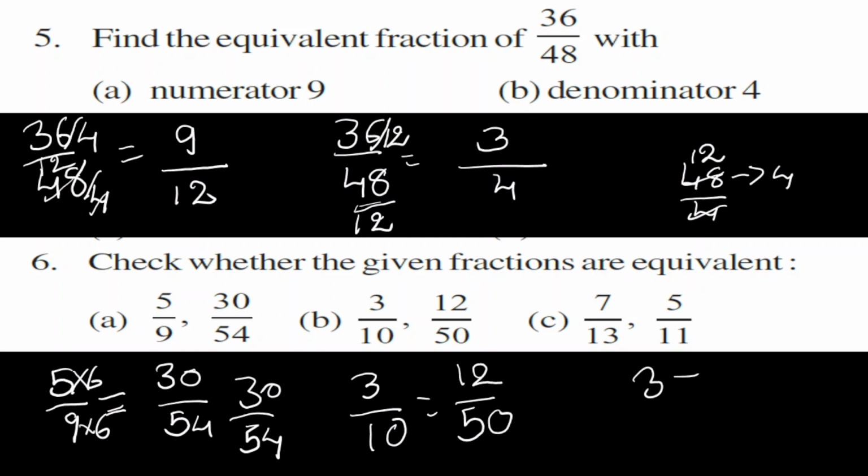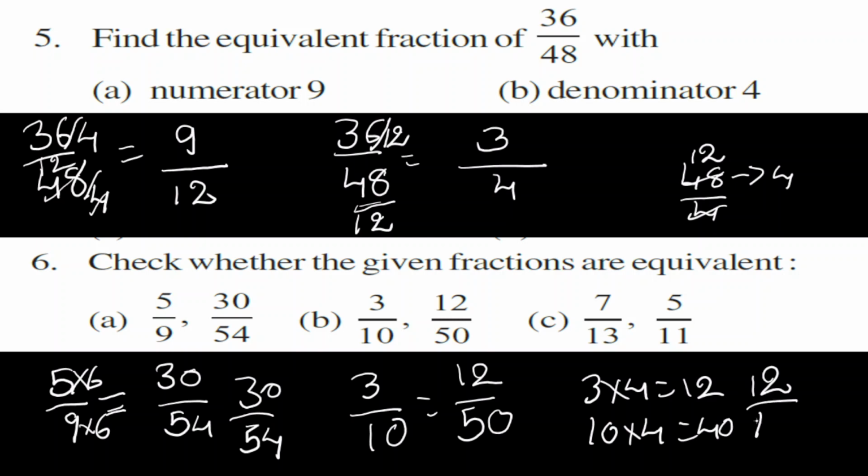Here 3 became 12. You know that 3 into 4 is 12. So both the numerator and denominator should be multiplied by the same number. So we need to multiply this 10 also by 4. 3 into 4 is 12, and 10 into 4 is 40. Here the fraction has to become 12 by 40, but they have given 12 by 50. So these are not equivalent fractions.